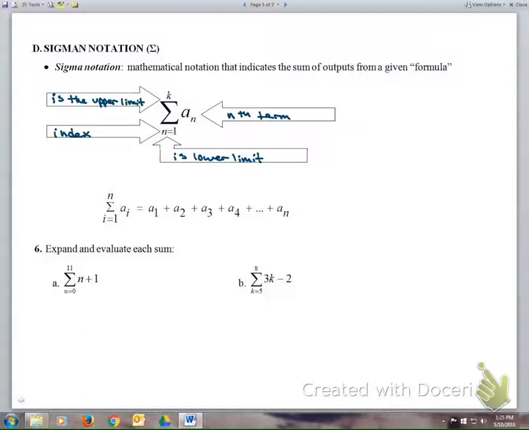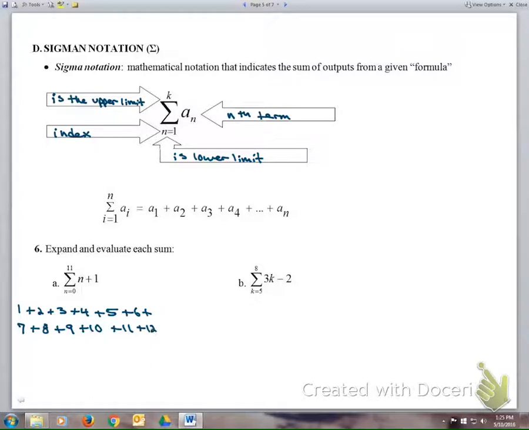So when I expand, I'm going to plug in a 0 for n. So what's 0 plus 1? 1. And then I'm going to plug in a 1, then I'm going to plug in a 2, then a 3, then a 4, then a 5, all the way to 11. And if I plug in an 11, my last number is 12. So it's really just 1 to 12.